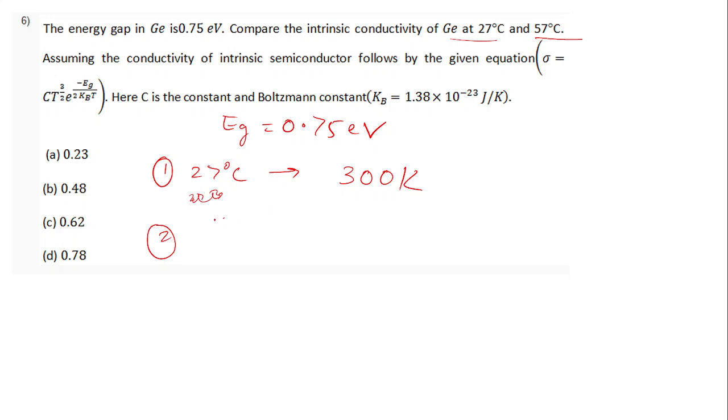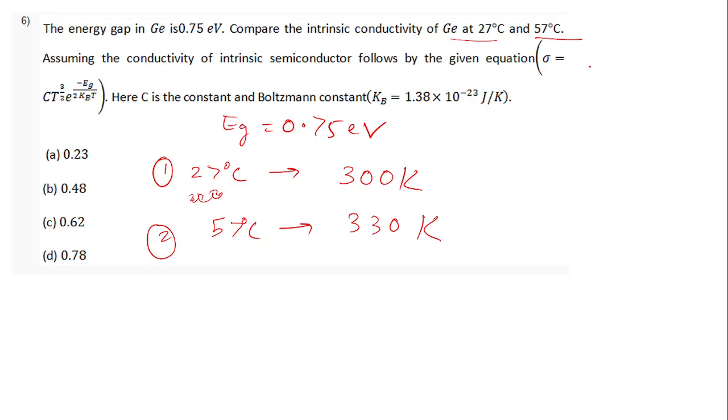And the second is 57 degrees centigrade. That means it will be 273 plus 57, that is 330 Kelvin. These two conditions, if I substitute here, the energy gap value Eg is given, then I'll be able to find out what they mean. I have to compare, and everything is known. I think how much bigger the conductivity is at 27 degrees centigrade than at 57 degrees centigrade, or vice versa. So we can find the ratio, it seems.